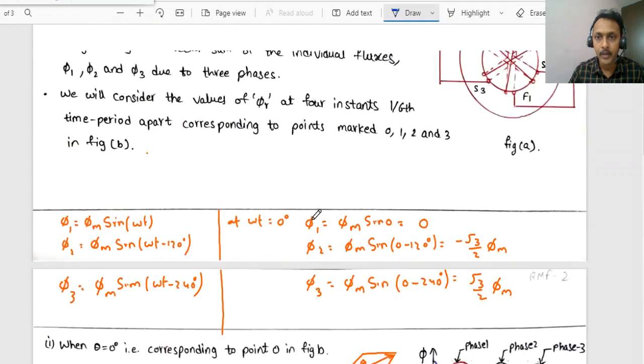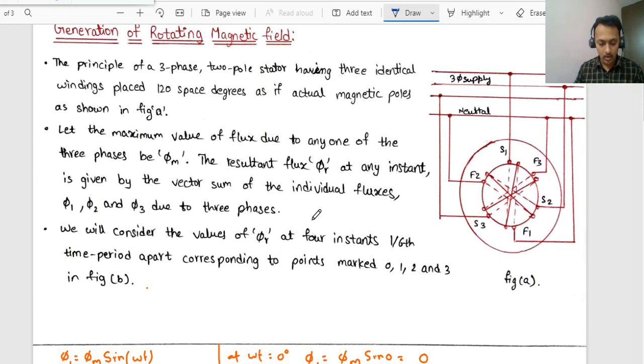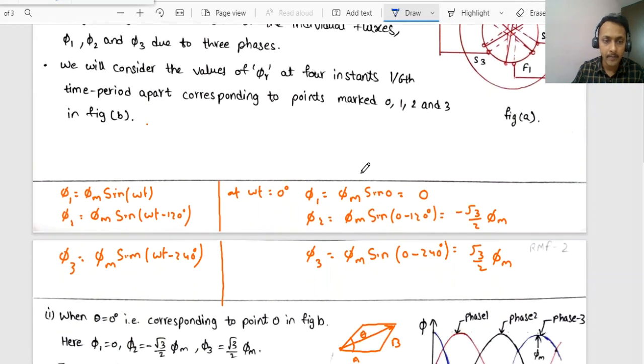Now as and when the stator is given the three-phase supply, right, let it be phase 1, phase 2 and phase 3, or R phase, Y phase and B phase, because of each individual phase the flux will be generated. Now the flux generated due to phase 1, let it be phi 1, is mathematically represented as phi 1 equals phi m sin omega t.